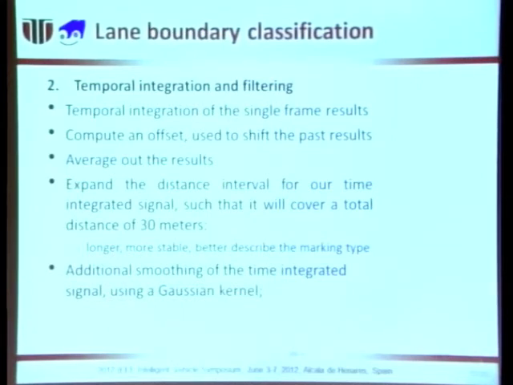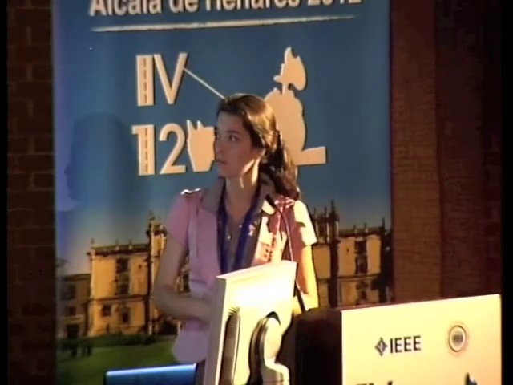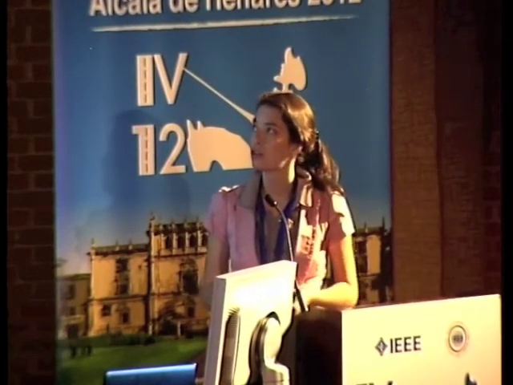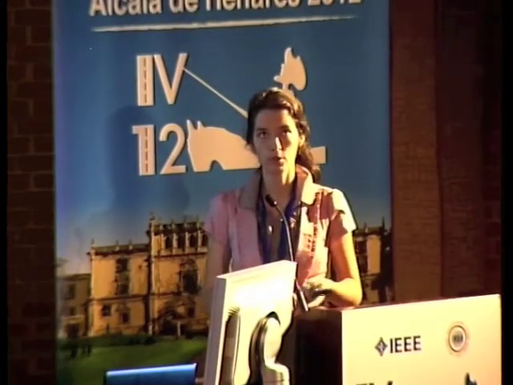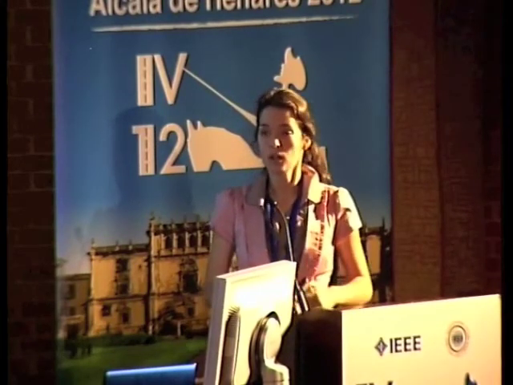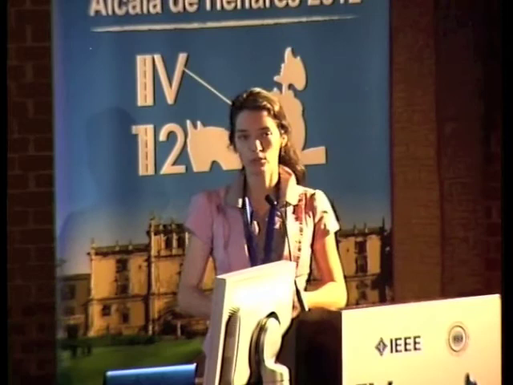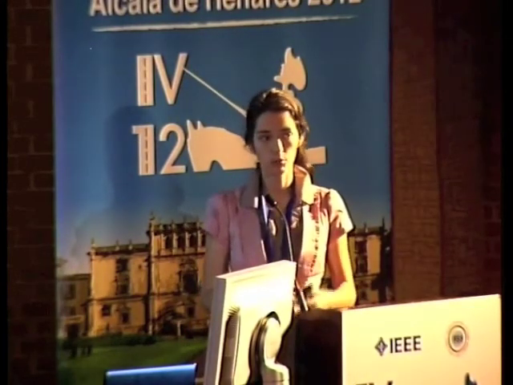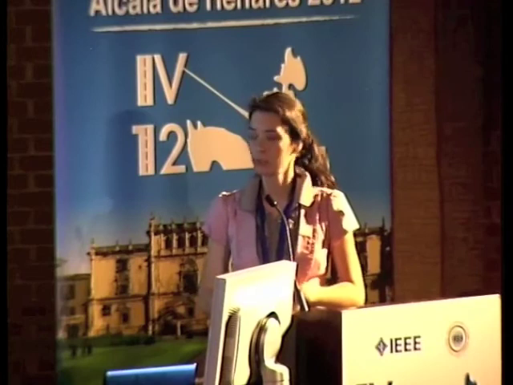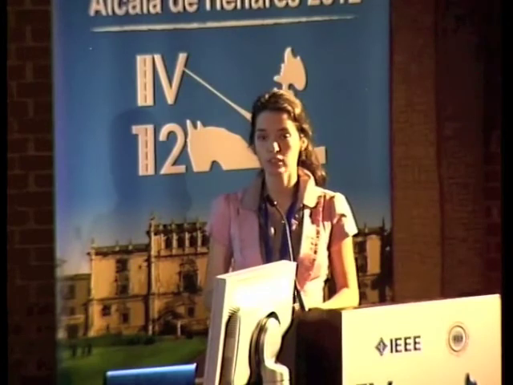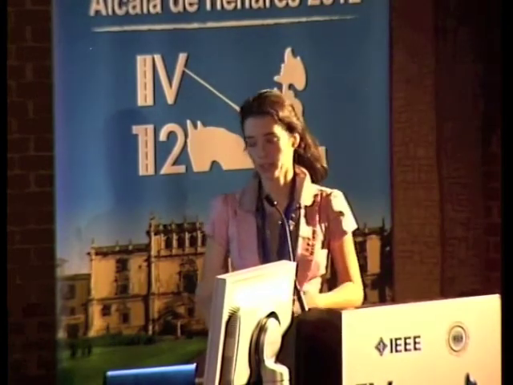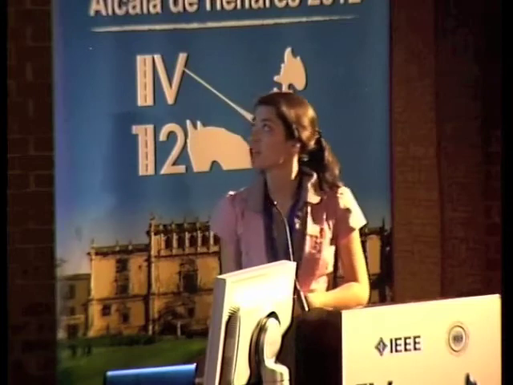So we integrate this binary signal. We use an offset computed from the velocity and the time interval, and we average out the results, that is, the result of the current frame with the result of the previous frames. We expand the distance interval such that we cover a distance of 30 meters. We obtain a longer, more stable binary signal that describes better the type of markings. This is the binary signal obtained.